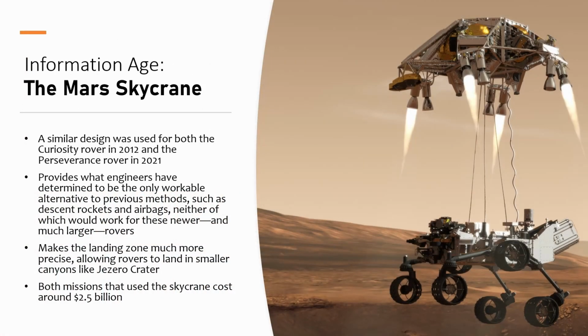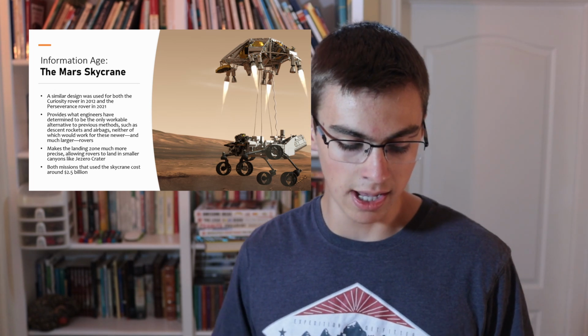Alright, the last time period of historical engineering is the information age, and for this I chose to study the Mars Sky Crane. So this is the system that was used to land both the Curiosity rover and Perseverance rover, and it provides what engineers have determined to be the only workable solution to the problem of landing a big car-sized rover on Mars. It allows the landing target to be made much more precise so they can land in much smaller areas, such as Jezero Crater, where the Perseverance rover landed. And that's actually a pretty small area, but they wanted to do some specific scientific research in that area, and so the Mars Sky Crane let them do that.